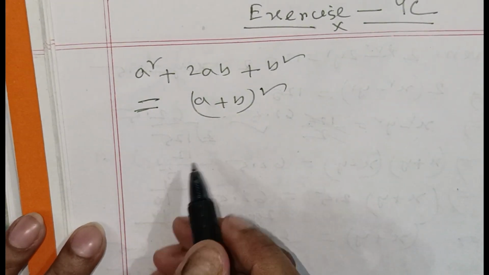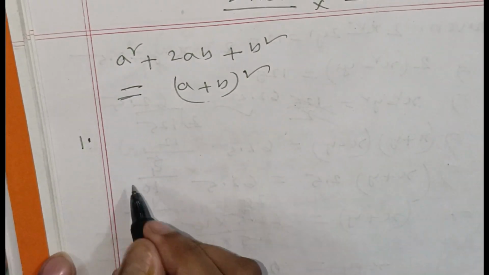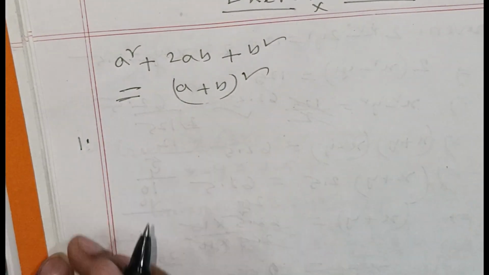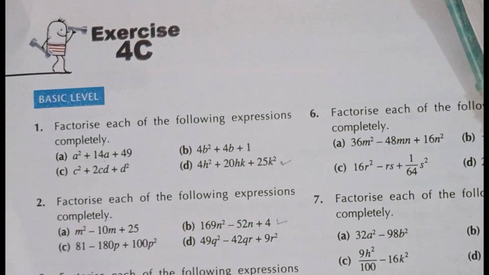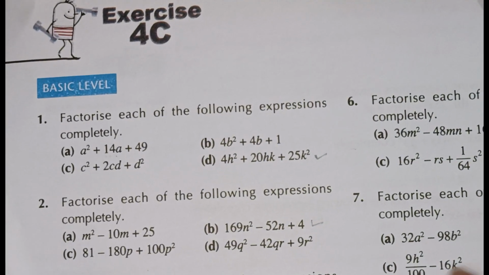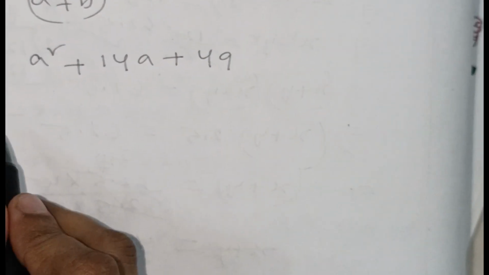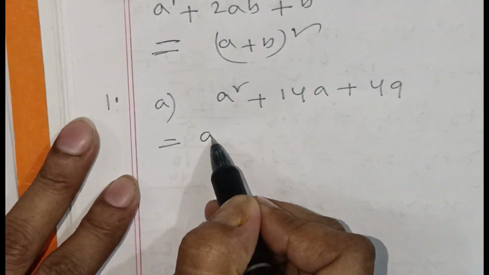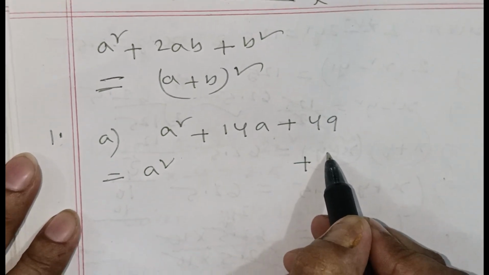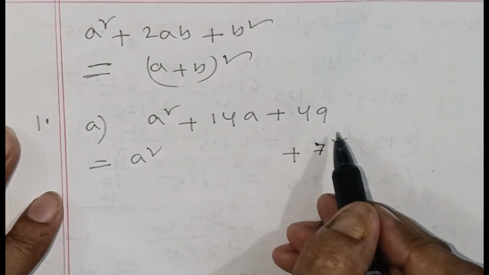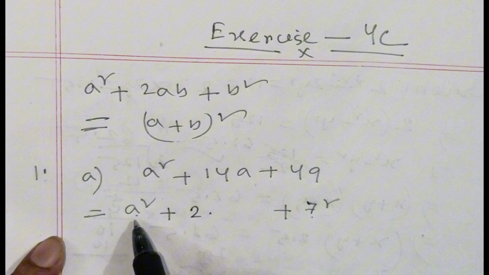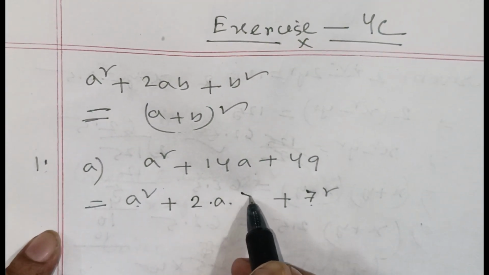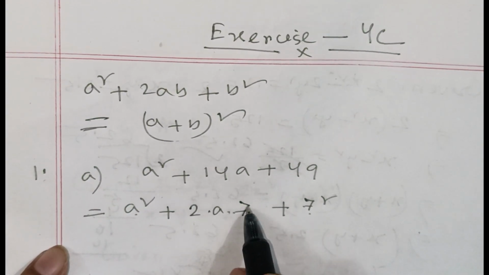So exercise 4C basic level number 1, factorize each of the following expressions completely. At first copy this question: a square plus 14a plus 49. See, I told you this formula, here I apply a square plus 2ab plus b square. So this one is a square, and 49 we break down as 7 whole square. So this one is a square, this one is b square. The middle term is taken twice ab. So a means a here and b means 7 here. So 2ab, see 2 times 7 is 14a.